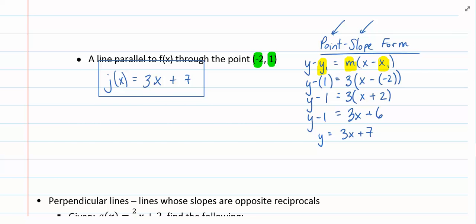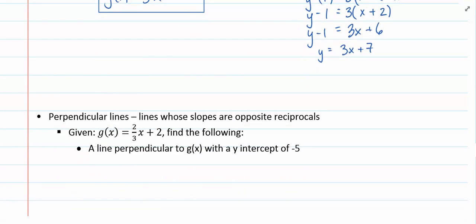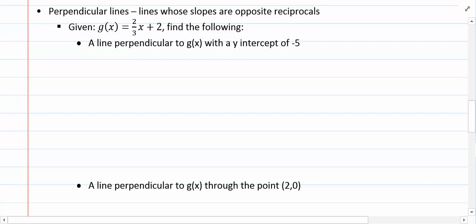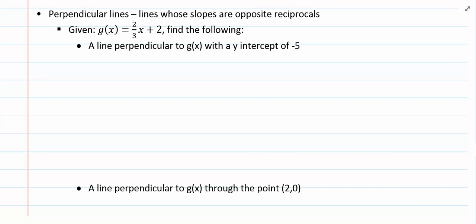So those are 3 examples of how we can work with parallel lines. Let's now take a look at perpendicular lines. Again, if at any point in this video some of the processes or procedures don't make sense, please pause the video and rewind and rewatch. That'll help you hopefully understand the techniques that we're showing you here today.